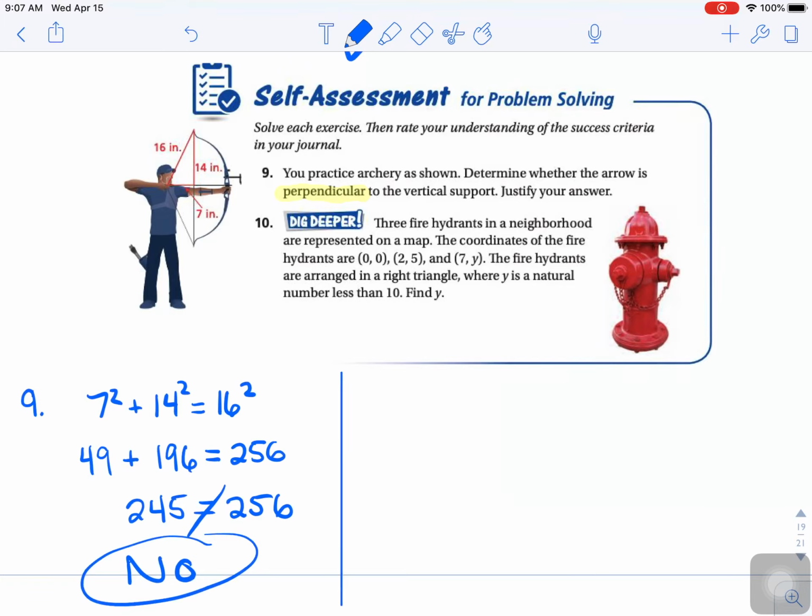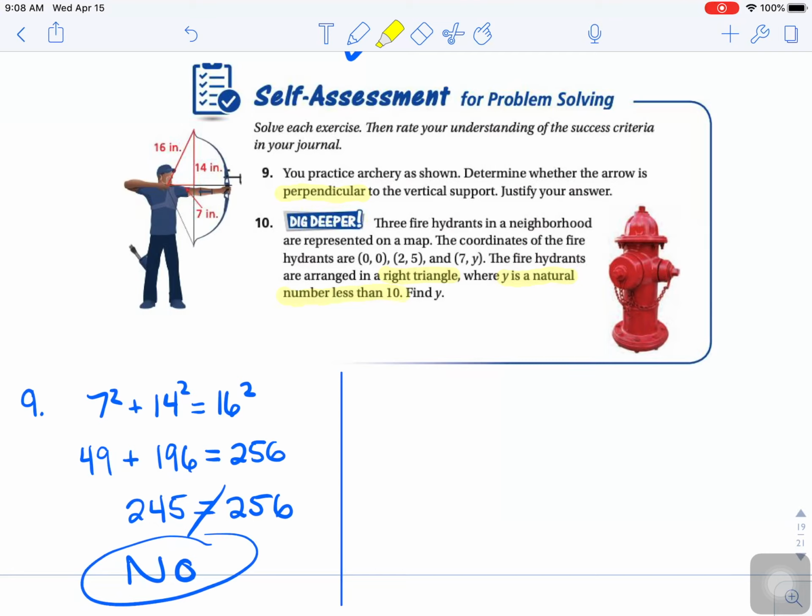Alright, and then last one here. 10 is a little tricky because here we need to find a coordinate. So it says 3 fire hydrants in a neighborhood are represented on a map. The coordinates of the fire hydrants are (0, 0), (2, 5), and (7, y). The fire hydrants are arranged in a right triangle where y is a natural number less than 10. Find y.